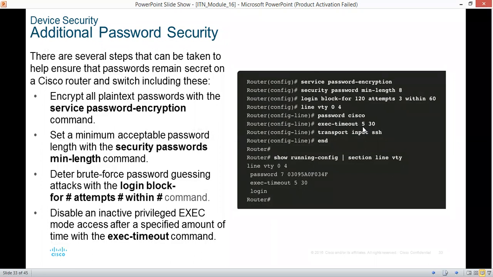Like this one you're seeing here, it's saying 5 30. That's a timeout after 5 minutes and 30 seconds.